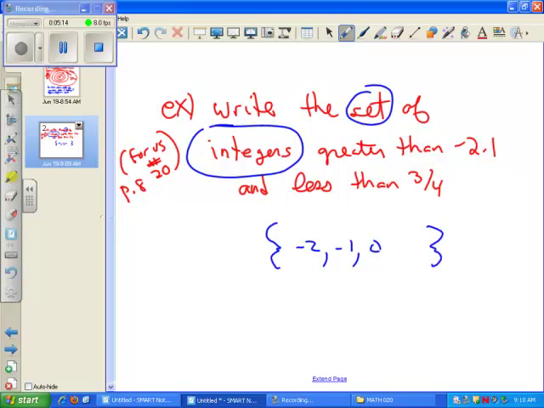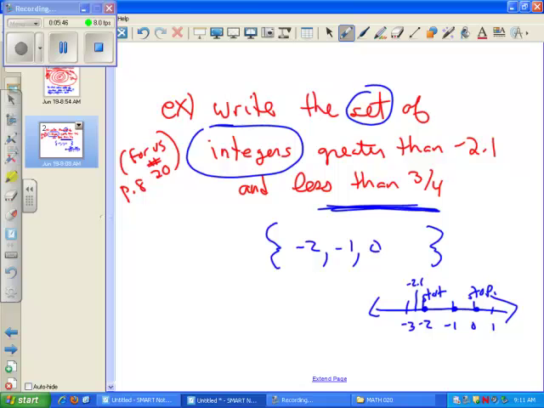Good. So some of you may even have to picture the real number line in your head. Like here's -2, here's -3, especially if you're a visual person. And just think about where are all the integers that are greater than -2.1. So here's -2.1. So here's an integer, here's an integer, here's an integer, but we can't take 1 because that's not less than 3/4. Okay? So you just really have to think about where you're going to start and where you're going to stop.